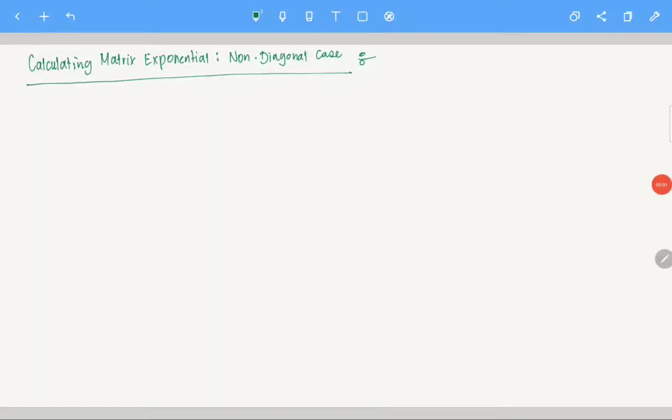So welcome students. In this video we are going to continue our study of how to calculate the matrix exponential in the non-diagonal case. Initially we saw the diagonal case, so essentially you have this problem: X'(t) = A X(t) and X(0) = b. This is an n cross 1 vector. If it is given like this, then there exists a unique solution.